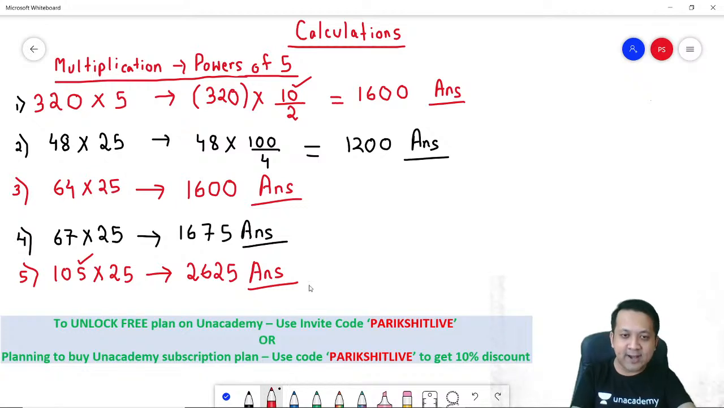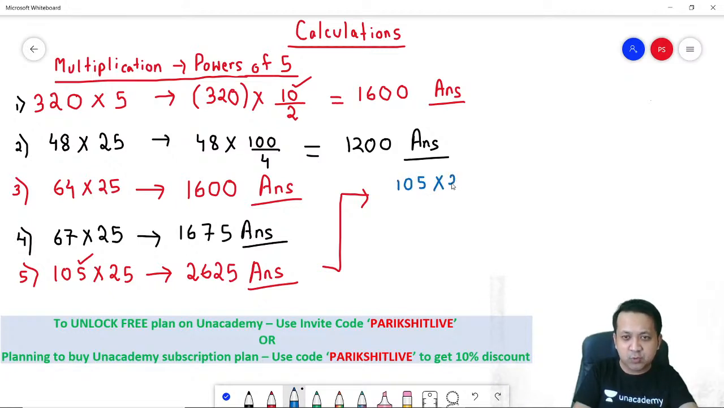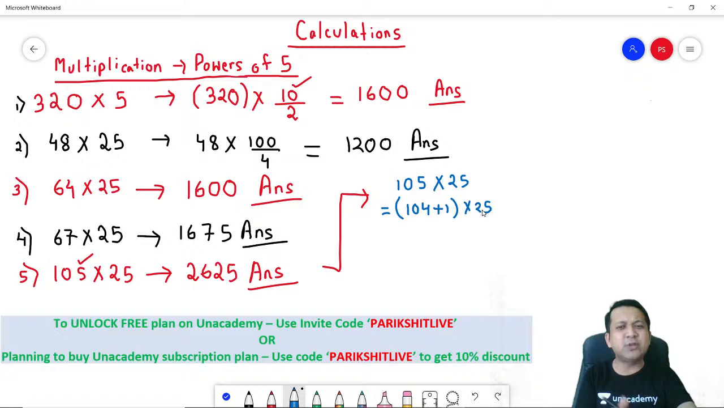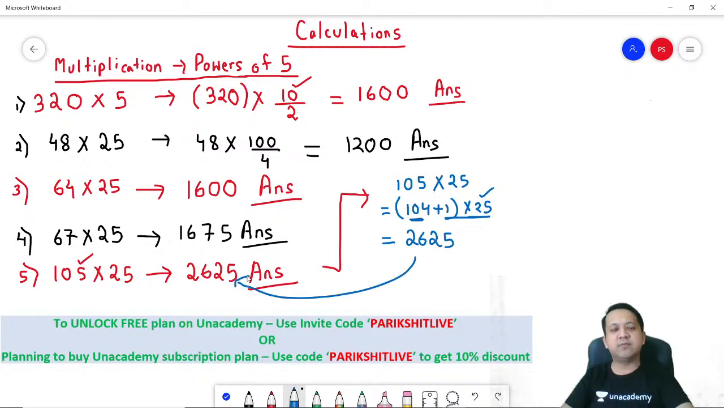In case you are not understanding, let me write a step further. Just in case you think it's too tough, 105 into 25, right? What is happening is 104 plus 1 into 25. So what is into 25? Remember, 25 means 100 divided by 4. So it's all about dividing by 4. Divide the first number by 4. 104 divided by 4, you get 26. And 1 into 25 is how much? 25. So your answer is 2625.